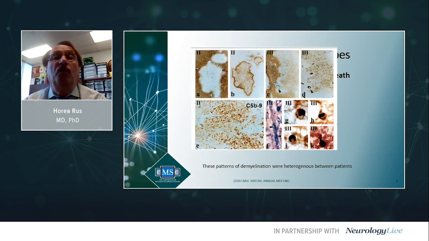These are a couple of images from that paper showing in pattern 2 demyelination, upper left corner, then followed by an image of macrophages being present in type 2. And on the bottom left, we see significant deposition of C5b29. And these are all those brownish deposits which are present in this slide.